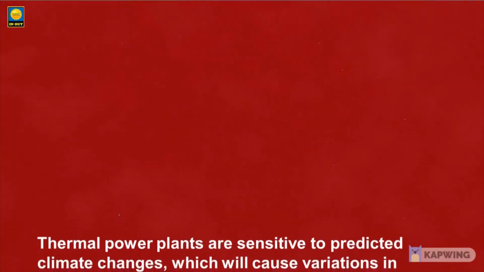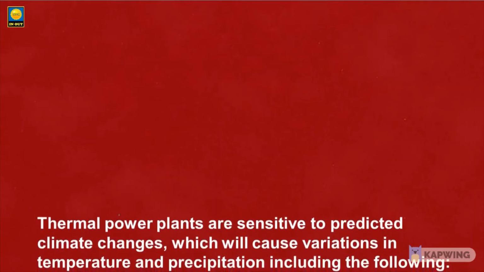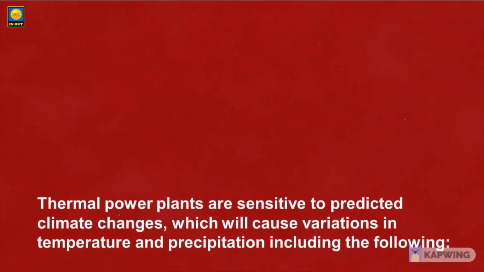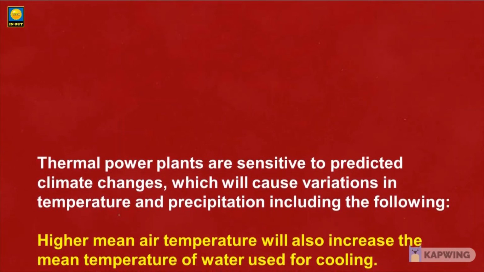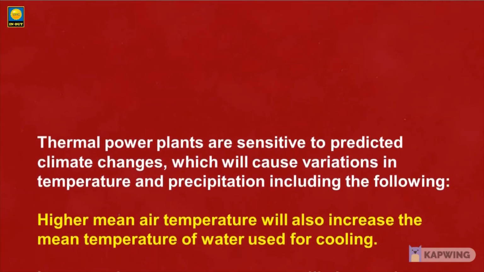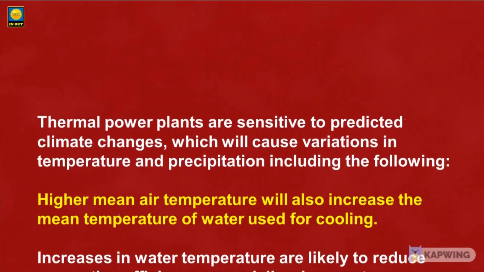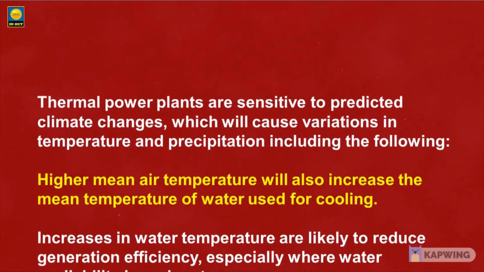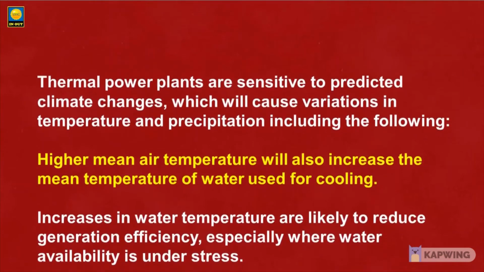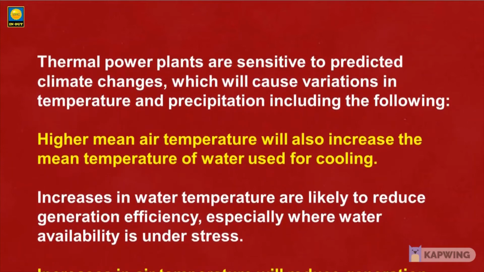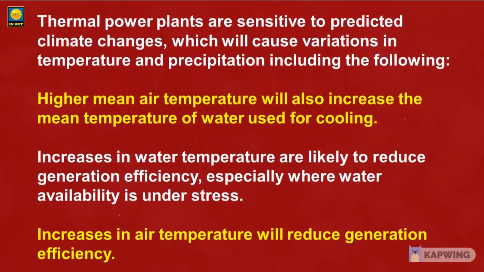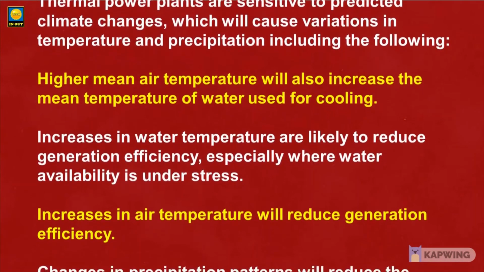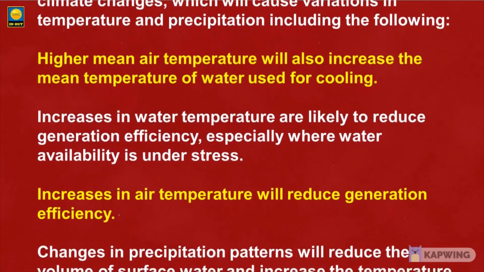Thermal power plants are sensitive to predicted climate changes, which will cause variations in temperature and precipitation, including the following. Higher mean air temperature will also increase the mean temperature of water used for cooling. Increases in water temperature are likely to reduce generation efficiency, especially where water availability is under stress.